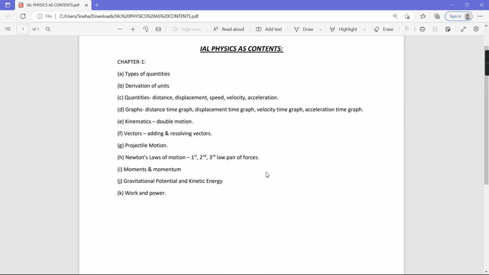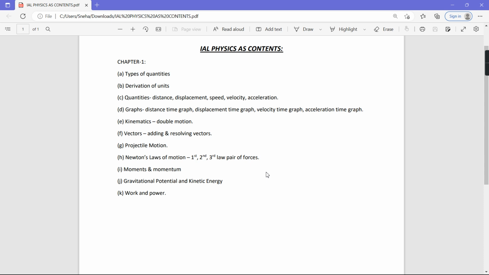Everyone can see my screen, right? Can you all see? Yes, okay. So these are the contents for just chapter 1. This is not the contents for the entire unit 1. Unit 1 consists of 2 chapters. As we all know, chapter 1 is motion and kinematics, and chapter 2 is regarding materials. So in just chapter 1, we are going to deal with this many topics.